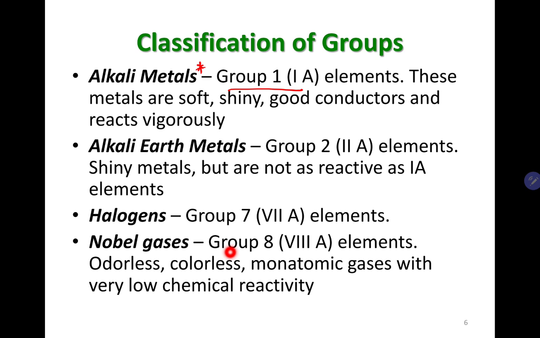Okay, halogens are also a very common group of elements for chemistry people. Halogens are known as fluorine, chlorine, bromine, iodine, and astatine. These are the halogens in the periodic table, and they are actually present in group 7A. So group 7A elements are known as halogens.